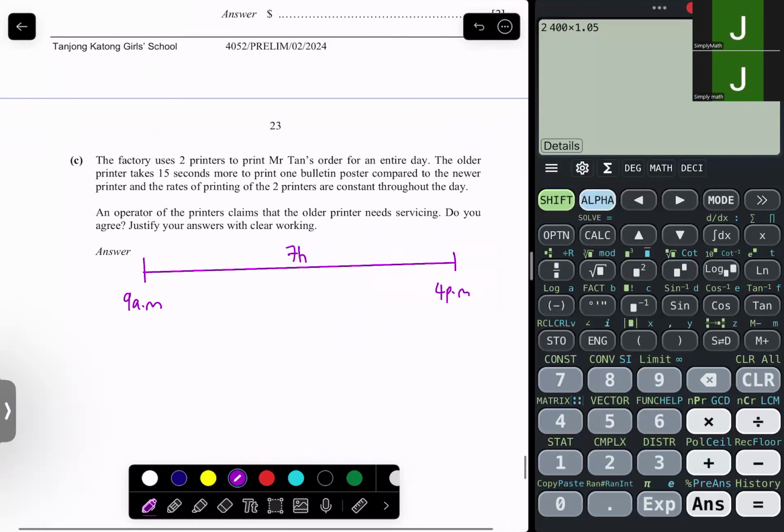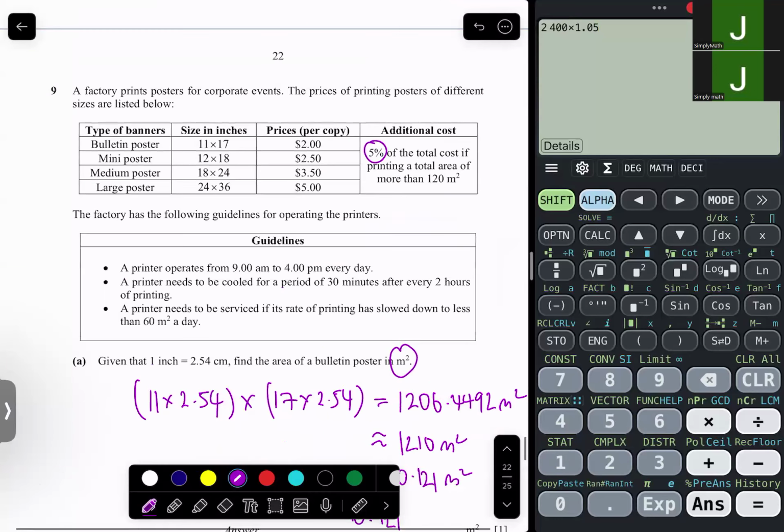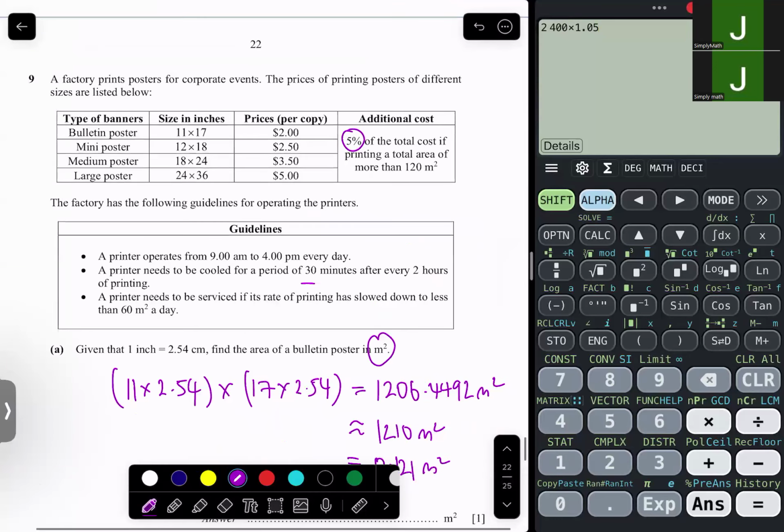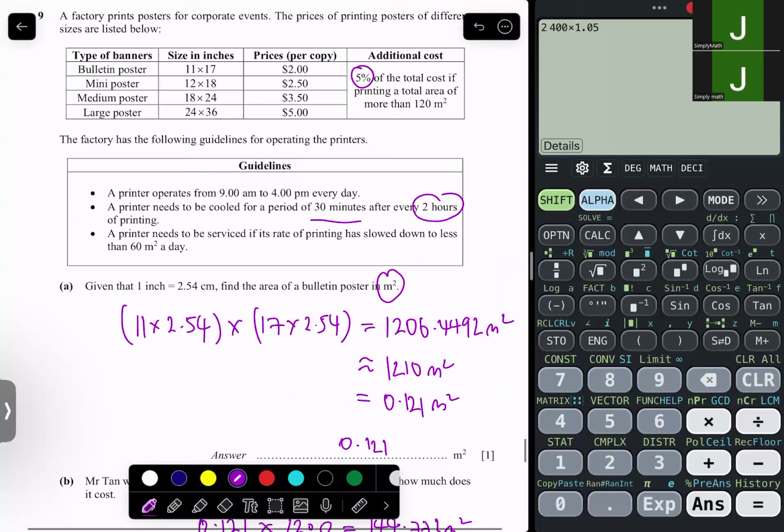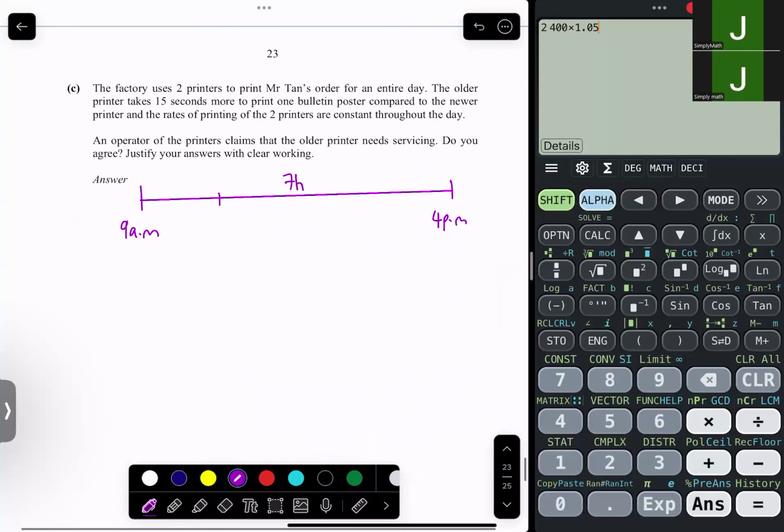Okay. So if we start at 9 a.m., and we need to cool for 30 minutes after every 2 hours. So 9 a.m. to 11 a.m., we'll pause one time. Then we'll take a 30 minutes break, then 11:30. Okay, so that's 2 hours. Then after that we'll have 11:30 to 1:30. Okay, that's another 2 hours.